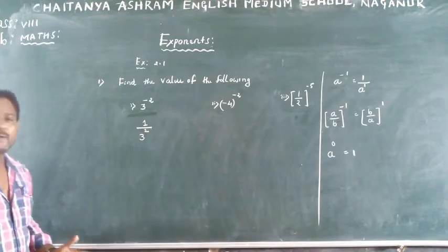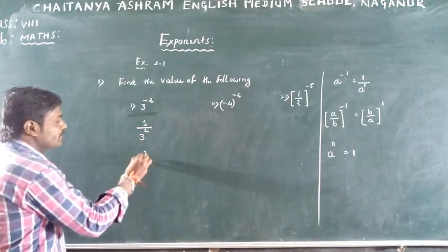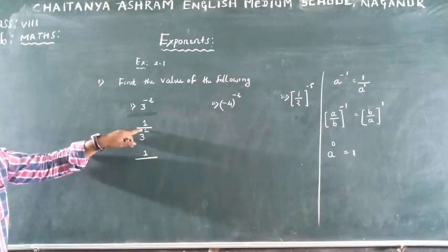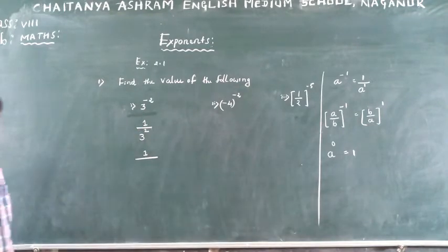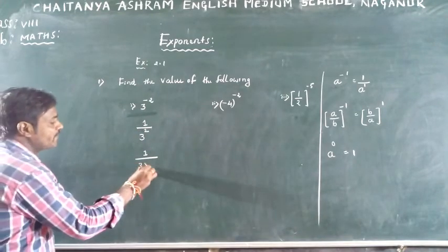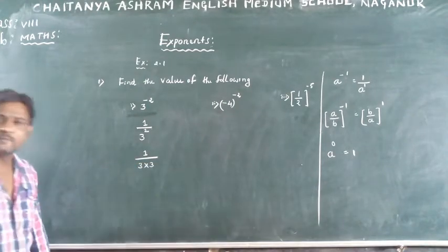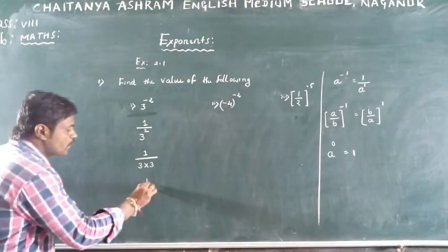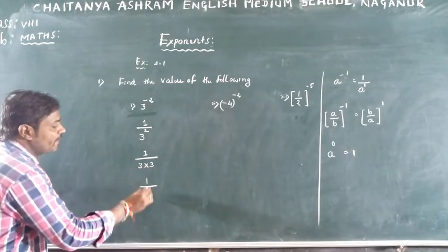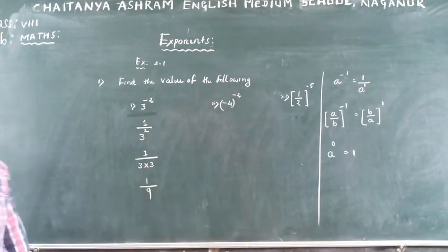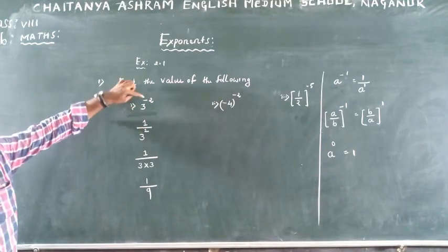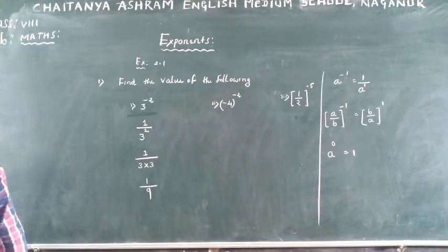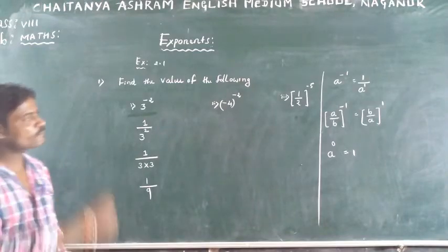Then find its value. 1 divided by 3 square. What is the value of 3 square? This we can obtain by writing 3 multiplied 2 times, or you can write the answer directly, no problem. So 1 divided by 3 into 3, 9. So the value of 3 raised to the power minus 2 is 1 divided by 9. Clear? Okay, see the next one.